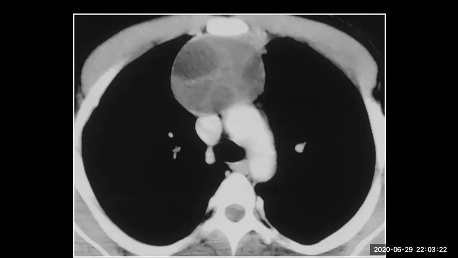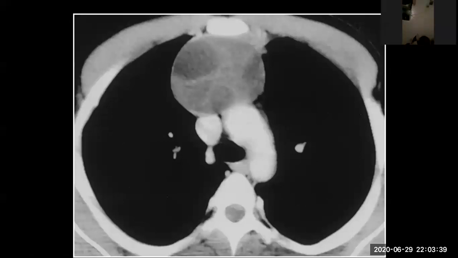Axial view of chest CT scan, enhanced chest CT scan, mediastinal window at the level of the aortic arch. A sizable, well defined anterior mediastinal enhanced mass. With fat enhancement centrally. There is a peripheral and central enhancement.